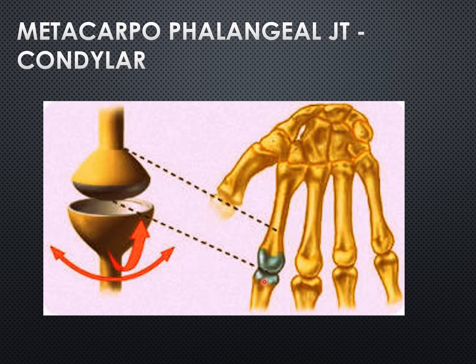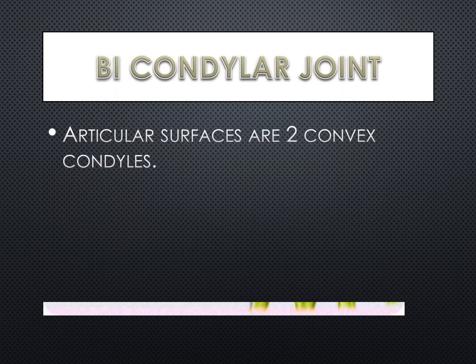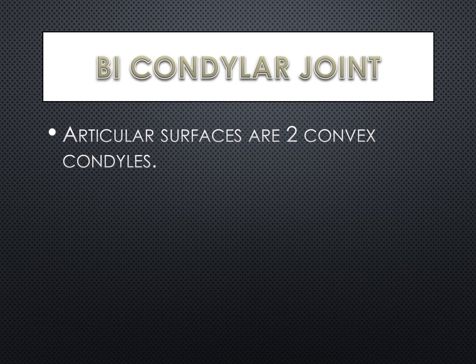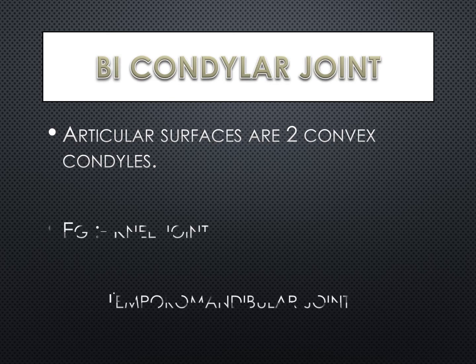So we learned the wrist joint is seen between the bones of forearm and the carpal bones, and that is ellipsoid type of synovial joint, whereas the metacarpophalangeal joint is condylar type of synovial joint, and the interphalangeal joint is hinge type of synovial joint. Now coming to the next variety, that is bicondylar joint. Here the articular surfaces are 2 convex condyles. Examples are the knee joint and the temporomandibular joint.